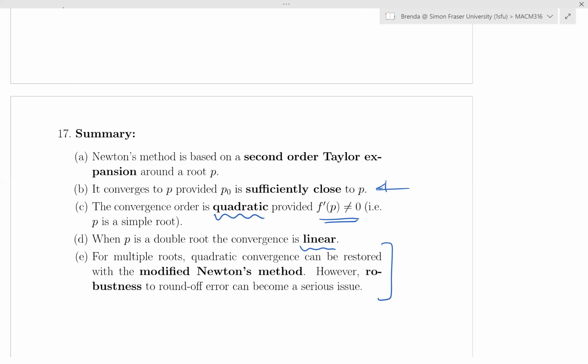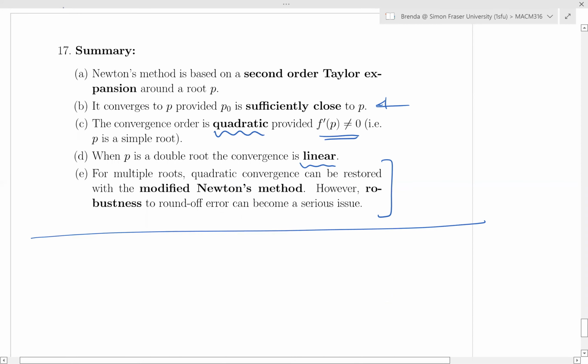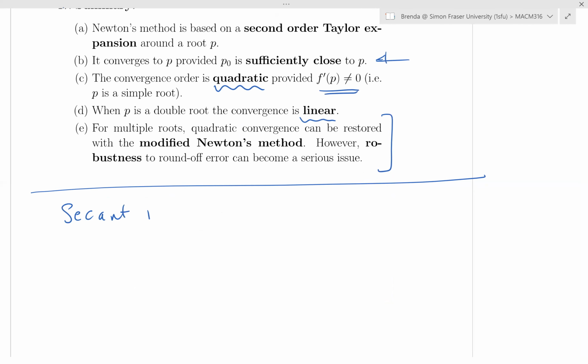Okay. Next thing I want to say, and I'm going to refer you to a video I'm going to produce for you, but I wanted to say something else which we haven't handled yet, and that is the secant method. Okay, so let's just observe.